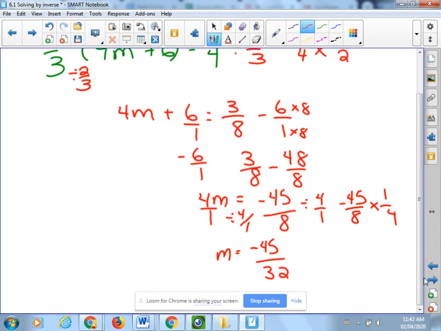Now you can always simplify your equation. 32 goes into 45 one time. I am left with 13 out of 32, and it is a negative. So some of your equations might look similar to this, might be a little bit longer, but the hint is if it's a fraction question, you should be converting things to fractions.